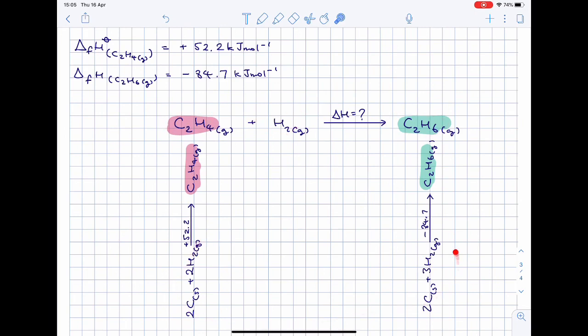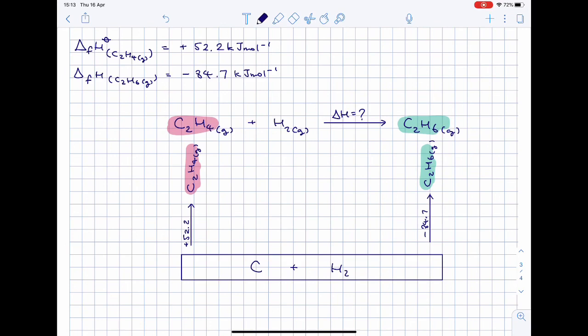So I'm going to rewrite this and put those into a box. I could write in here the elements, carbon and hydrogen, and balance it for the equation on this side, which would be the same as the equation on that side. So that would be 2 carbons and 3 H2, because I have 2 carbons on both sides and 6 hydrogens on both sides, which is 3 lots of H2.